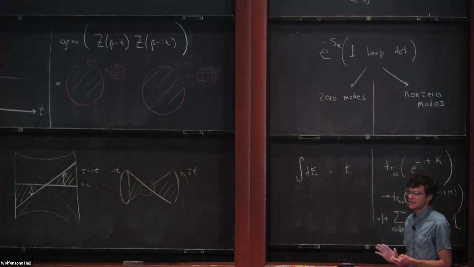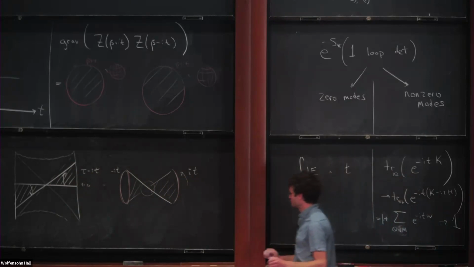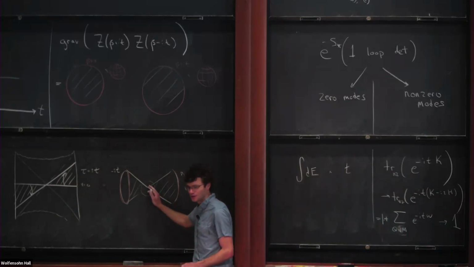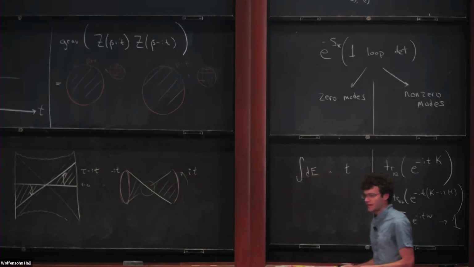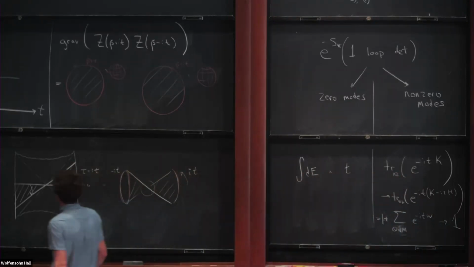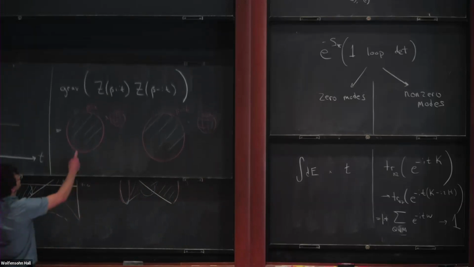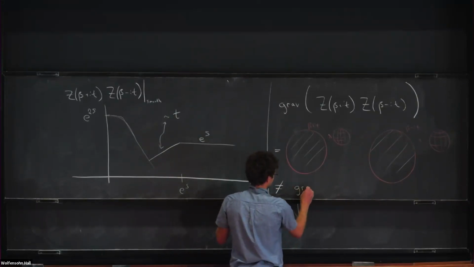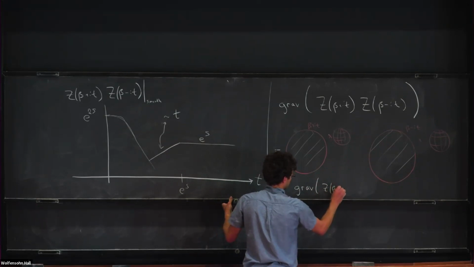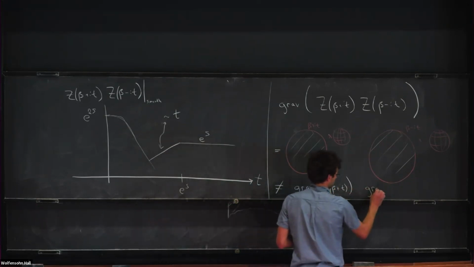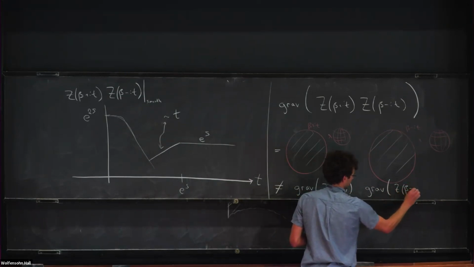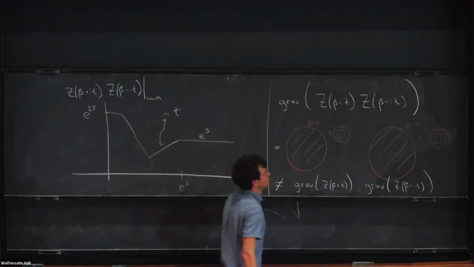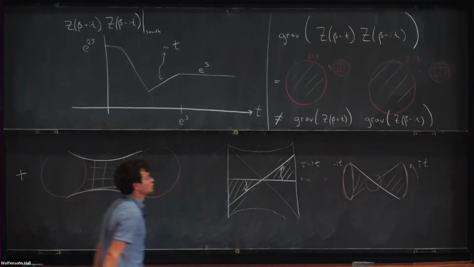Okay, there's a puzzle about this. There are several puzzles about this. One of them is the slightly suspicious singular part here, and another one is the fact that we appear to have a weird situation that the gravitational computation of this times this is not equal to the gravitational computation of Z of beta plus it times the gravitational computation of Z of beta minus it. This is a puzzling thing associated to wormholes.